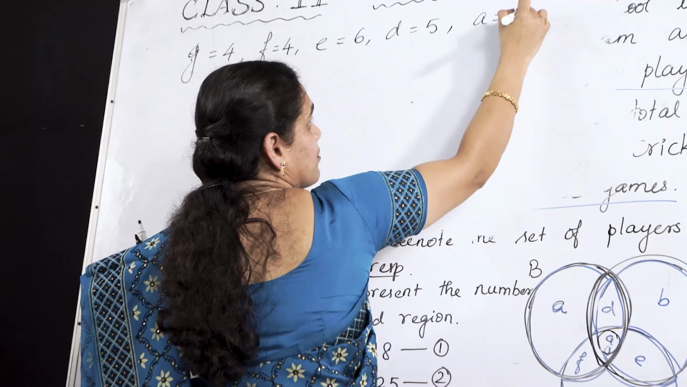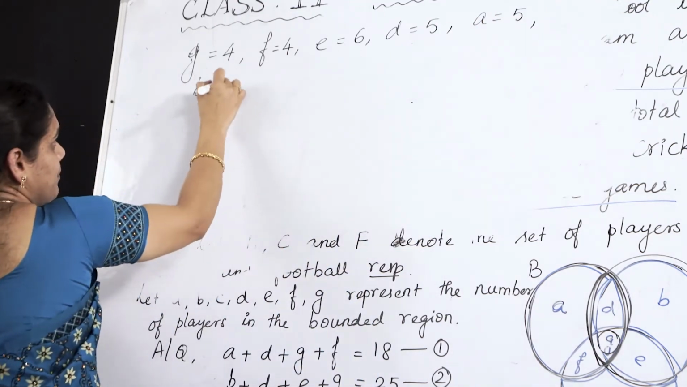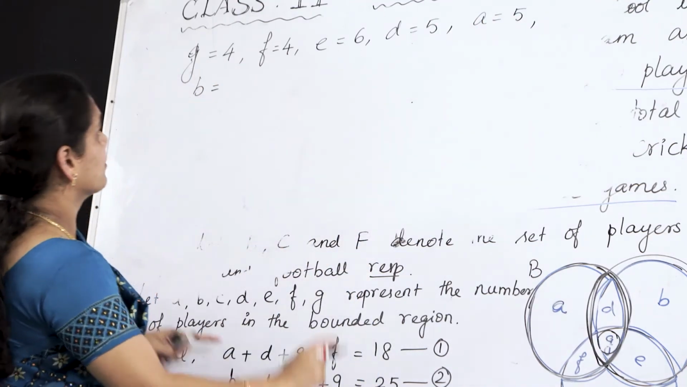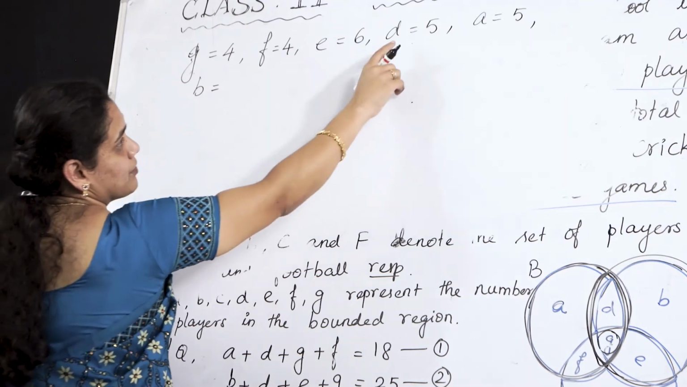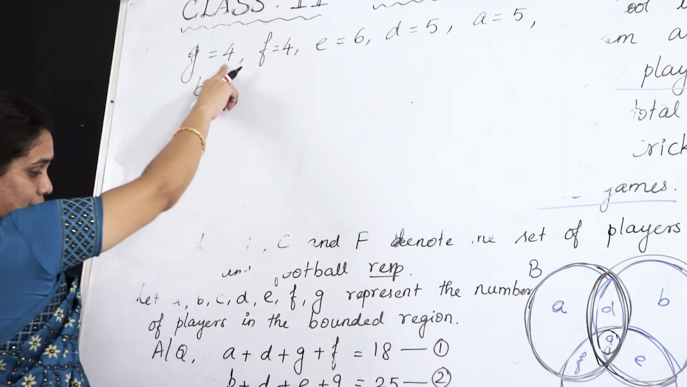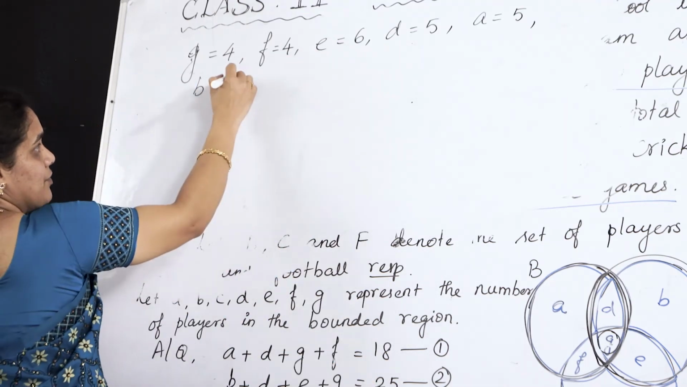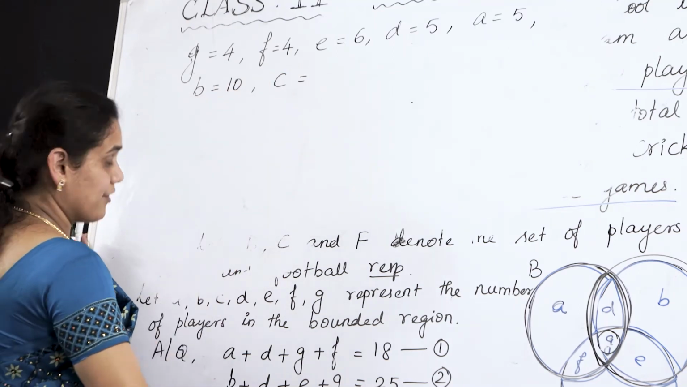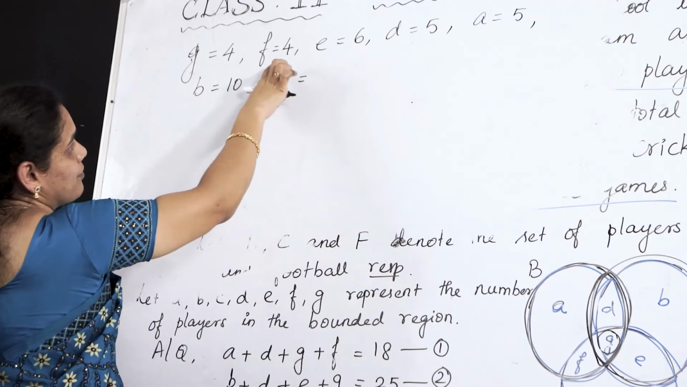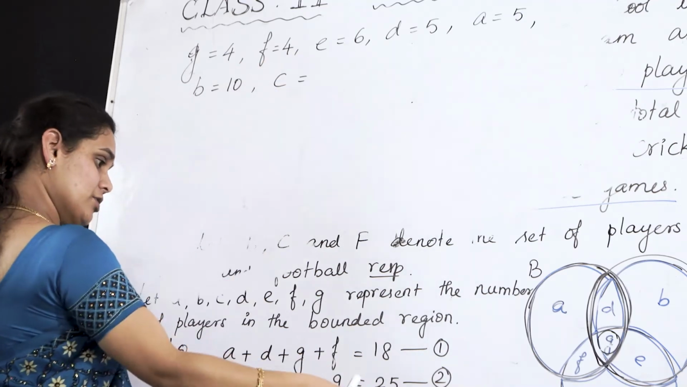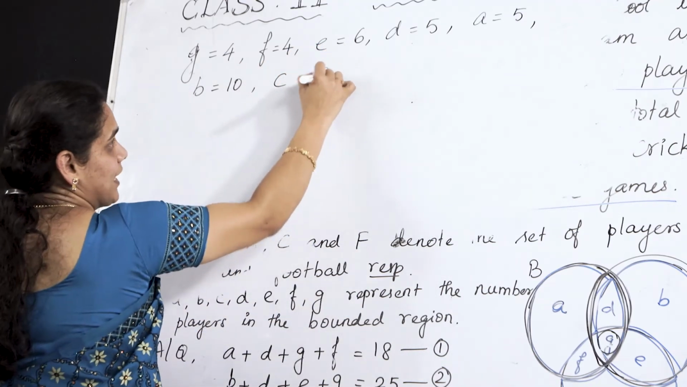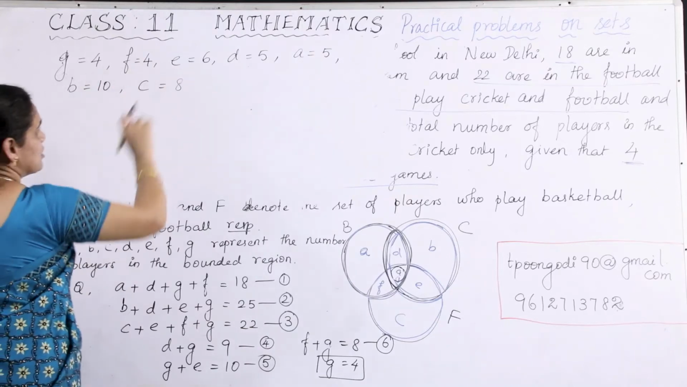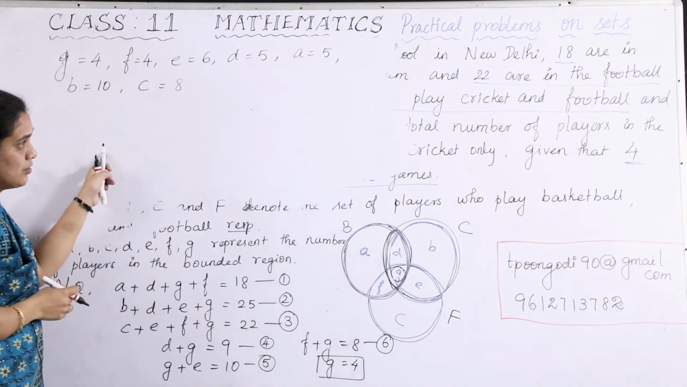Therefore, A is 5. Then B will be D, E, G: 5, 11 and 15. 25 minus 15 is 10. And C will be E, F and G: E, F and G, 8, 14. So 22 minus 14 is 8, right? So if you get these values, it is easy for us to answer all the questions.